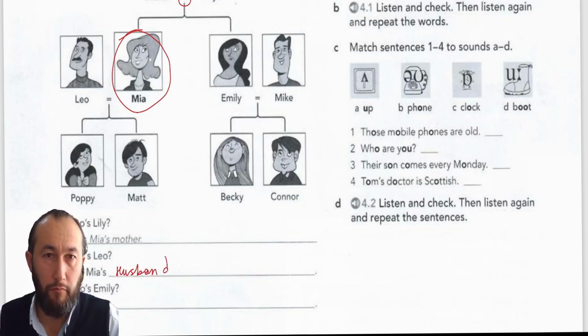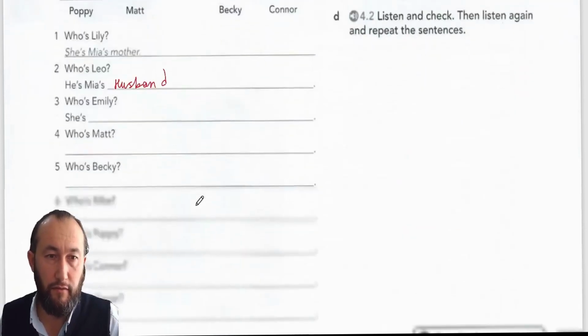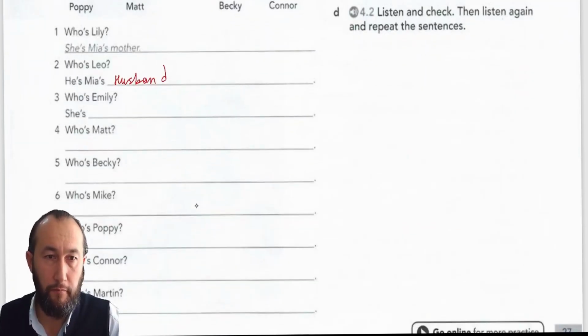Okay. And who is Emily? So as you can see from Martin and Lily, we have Emily and Mia. So they're sisters. So she's Mia's sister.